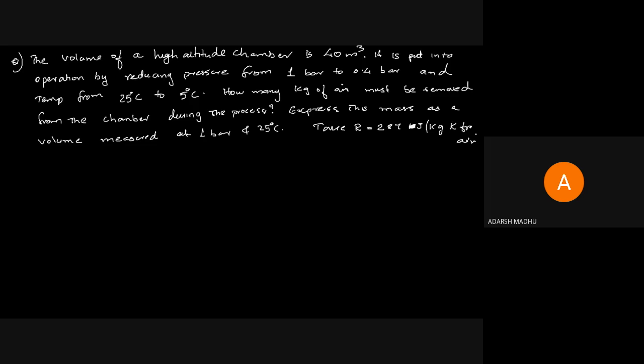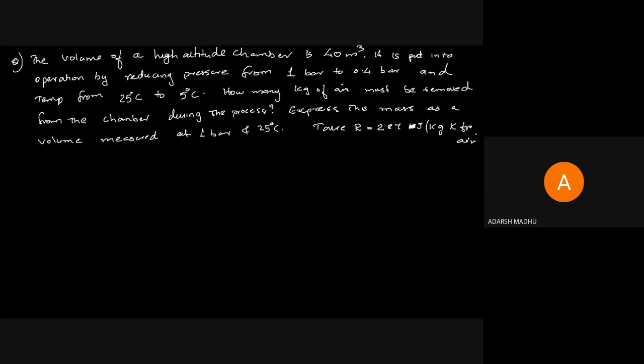Please write down the question. The volume of a high altitude chamber is 40 meter cube. It is put into operation by reducing pressure from initially a pressure of 1 bar and temperature 25 degrees Celsius. This is reduced to 0.4 bar and 5 degrees Celsius. How many kilograms of air must be removed from the chamber during the process?